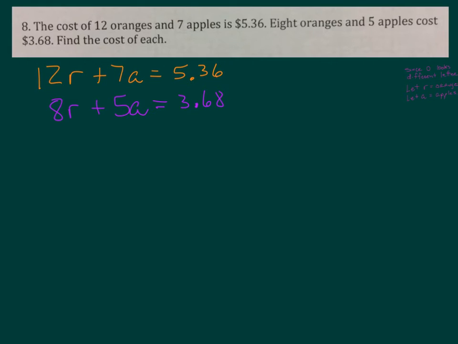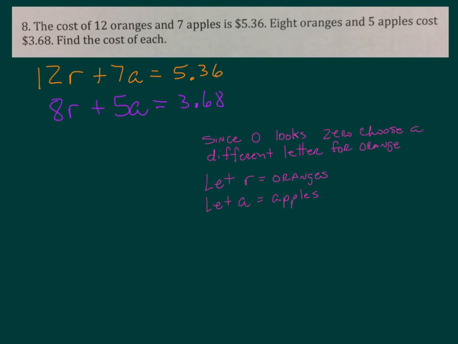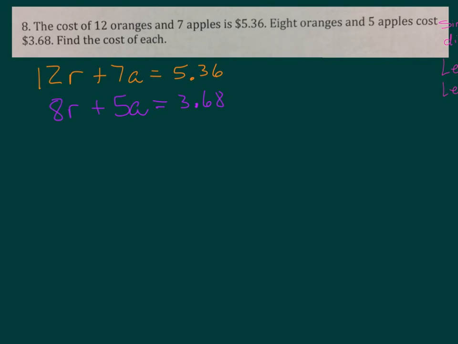Okay, so this one's a little different. Since O looks like 0, I'm going to choose a different letter for orange. So in this case, I'm going to let R equal oranges. I'm going to let A equal apples. Now notice in this particular one, I got 12R plus 7A, so 12 oranges plus 7 apples is 5.36, and 8 oranges plus 5 apples are 3.68. So I have a choice, elimination or substitution. In this case, I think elimination is going to be best, because if I have to solve for A or R, it's going to give me fractions, and plus I have decimals to work with.